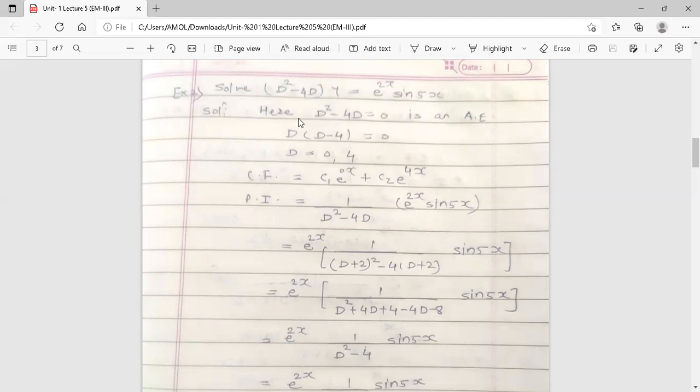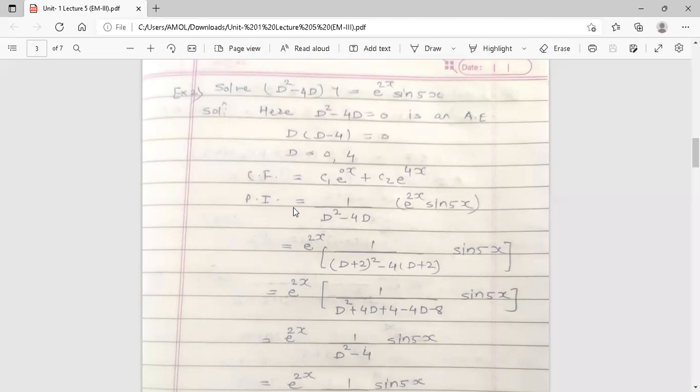Now you take d common. So d common, the remaining term d minus 4 is equal to 0. And so d is equal to 0 and 4. There are two roots, 0 and 4. Both are real numbers and they are distinct, meaning different. So your complementary function is C1 e raised to 0x plus C2 e raised to 4x.